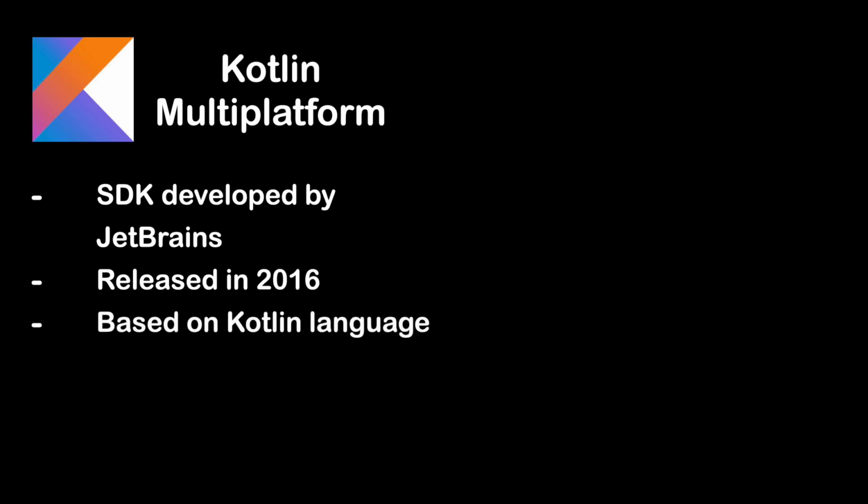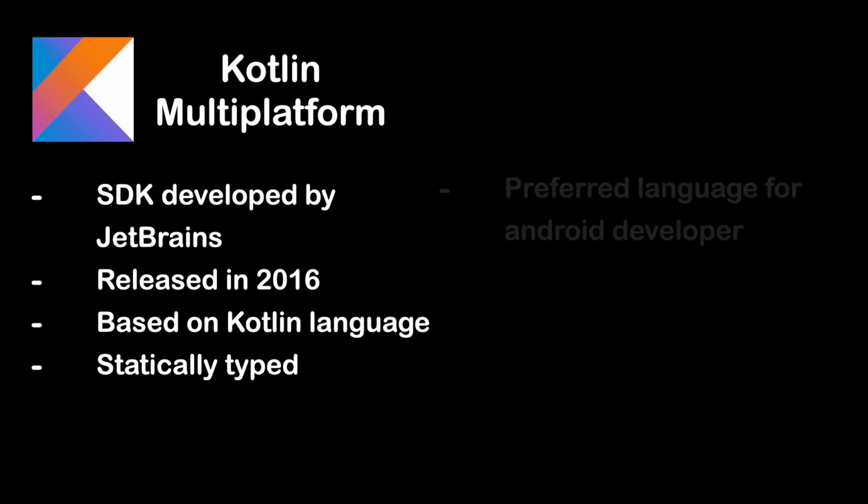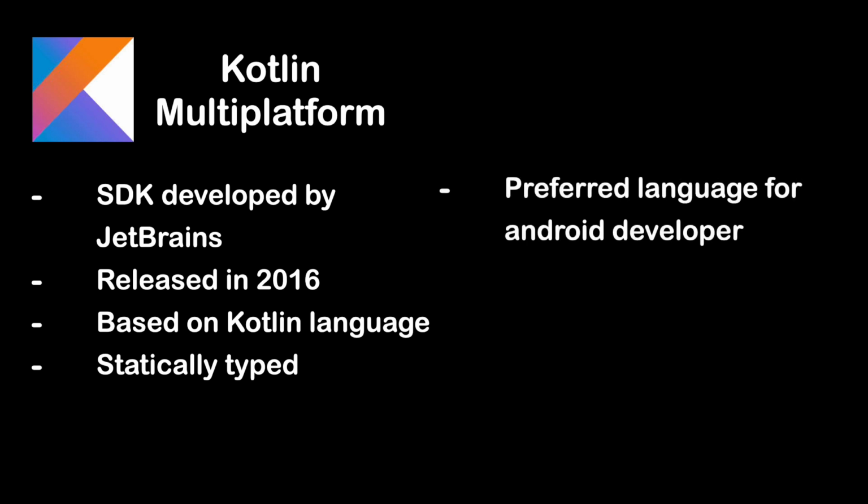Next, what is Kotlin Multiplatform? Kotlin Multiplatform is an SDK developed by JetBrains. It was first released in 2016, but it is still undergoing rapid development and many features are being added to every version. The SDK is based on the Kotlin language, also developed by JetBrains, a modern, statically typed language that can be compiled to native platform code, JavaScript, or Java Virtual Machine code. Kotlin is the preferred language for most Android developers.